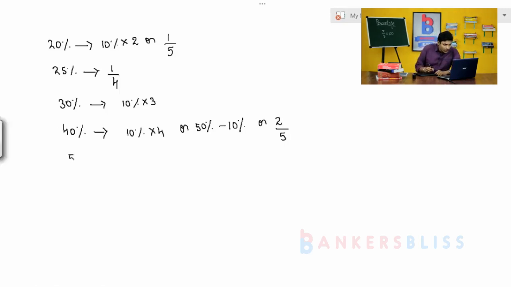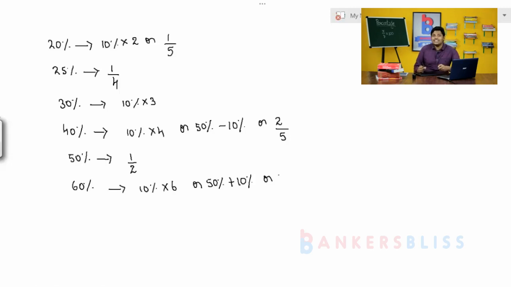Next, 50% you have to calculate. 50% is nothing but half, 1 by 2. Next, you have to calculate 60%. So, how to calculate 60%? 10% into 6, or 50% plus 10%, or 20% into 3. What do you mean by 20%? 1 by 5 into 3, you are going to get 3 by 5. So 60% is 3 by 5.